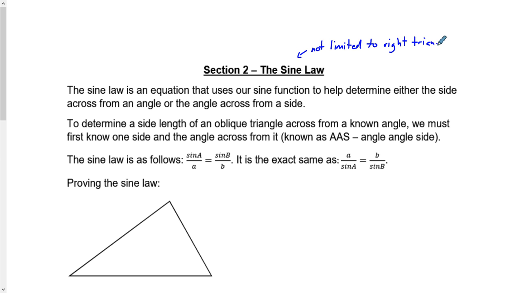to right triangles, which means we can use it for non-right triangles, basically where you don't have a right angle in your triangle. So to determine the side length of an oblique triangle, which can be any kind of slanted triangle, we must first know one side and the angle across from it, known as an angle-angle-side property. Now, the sine law is usually known as sine A over a equals sine B over b, or it can be done the exact same way as a over sine A equaling b over sine B.